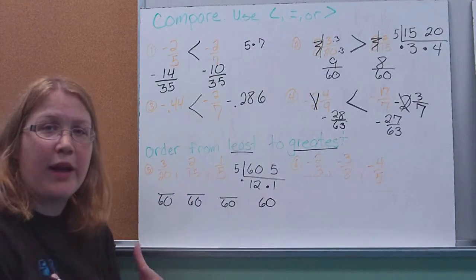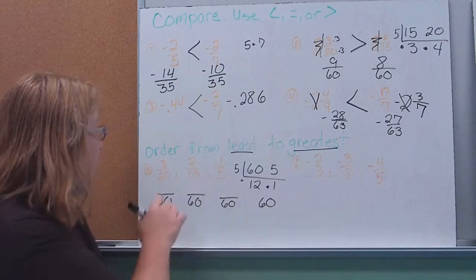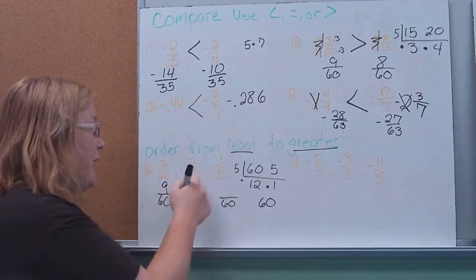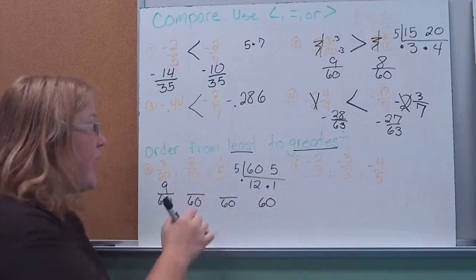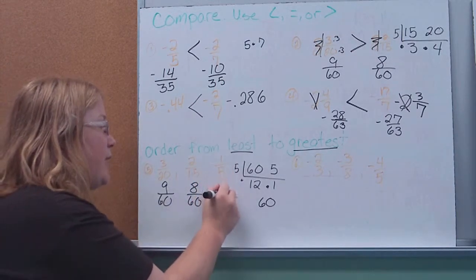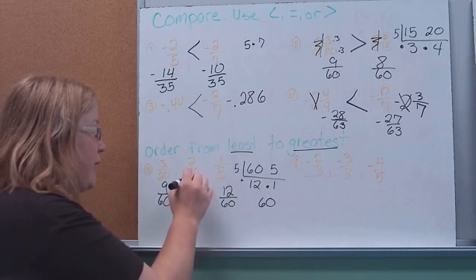Now we're going to rewrite these as equivalent fractions so we know which order they should go in. 20 goes into 60 3 times. 3 times 3 is 9. 15 goes into 60 4 times. 4 times 2 is 8. 5 goes into 60 12 times. 12 times 1 is 12. And now I can see this is my smallest.